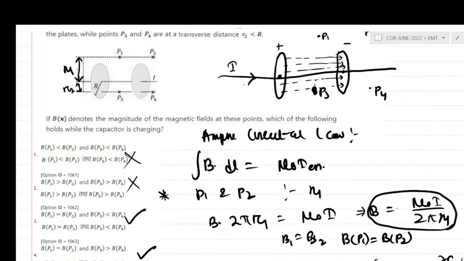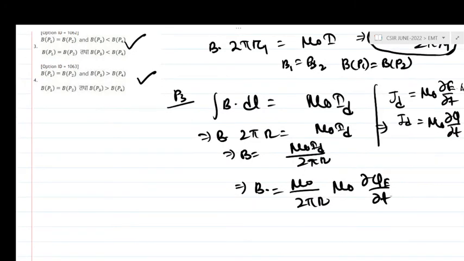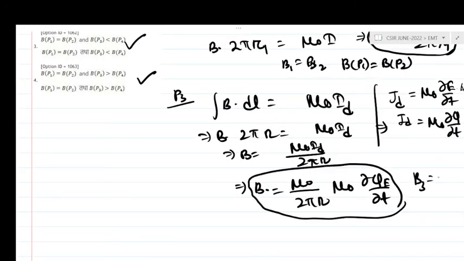And see here that the circular loop encloses less flux, because there is more flux outside the loop. As a result, less flux change, so less current and less magnetic field. So at point P3, the magnetic field is less.